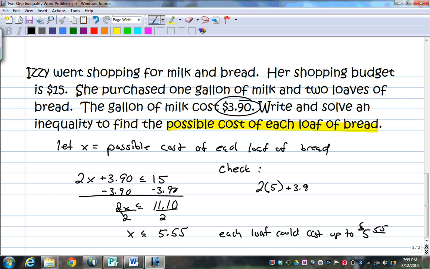Plus 3.9 has to be less than or equal to 15. 2 times 5 is 10, plus 3.90 less than or equal to 15. This is 13.90 is less than or equal to 15, and it works. That is all. Good.